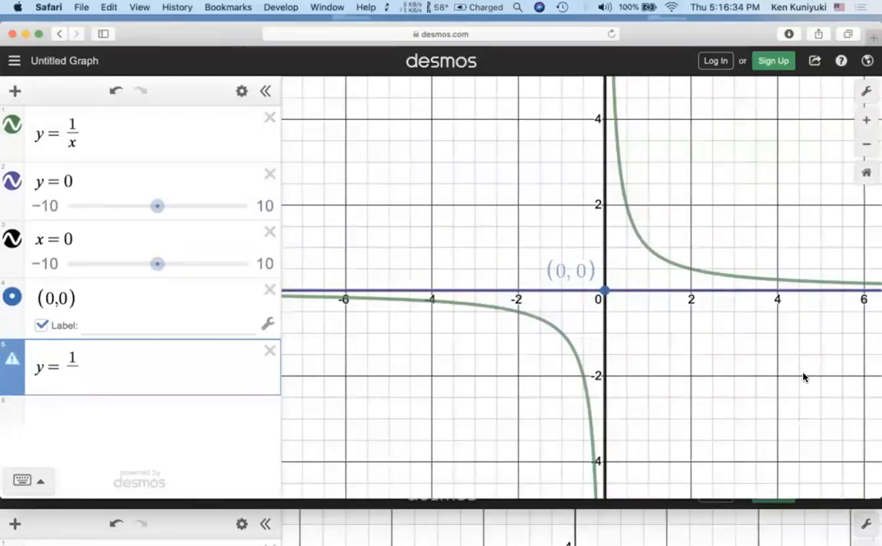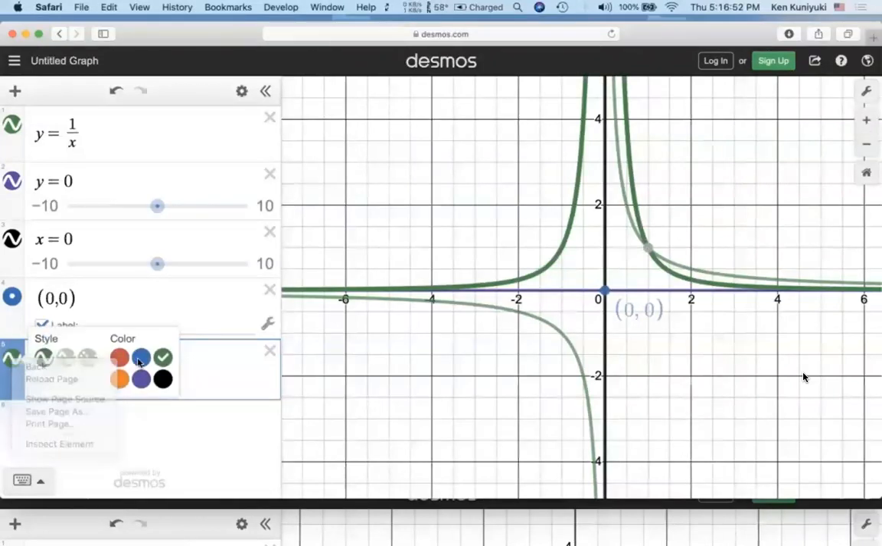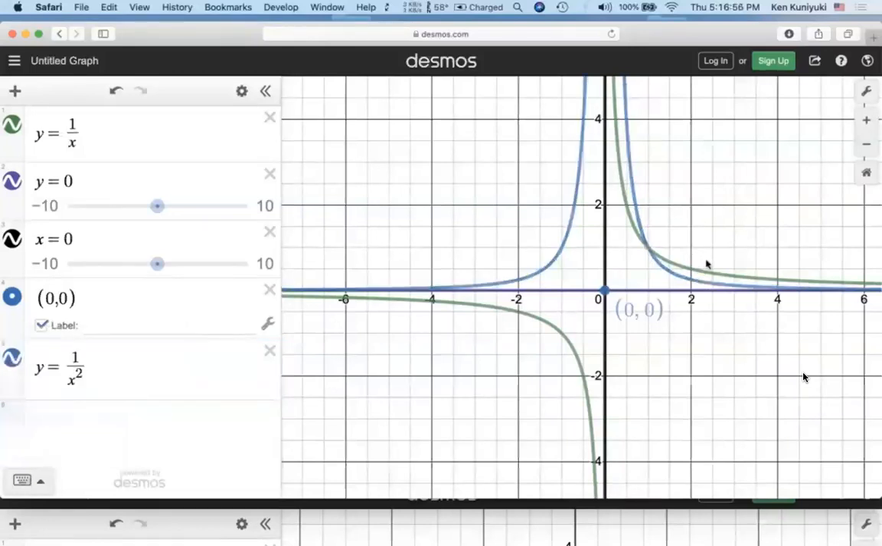It's going to be in quadrants 1 and what? Not 3, quadrant 2. If you said quadrant 4, be careful because you probably don't have a function then. If you have a quadrant 4 piece, right? Okay, y equals 1 over x squared. Let's choose a better color. How about blue? Here we go. In blue, right? y equals 1 over x squared.